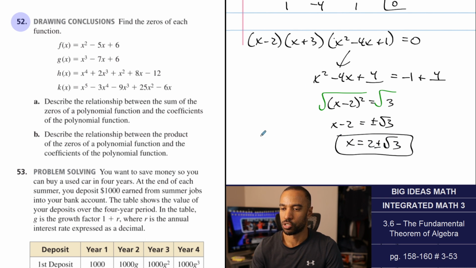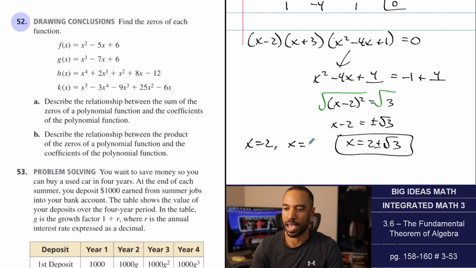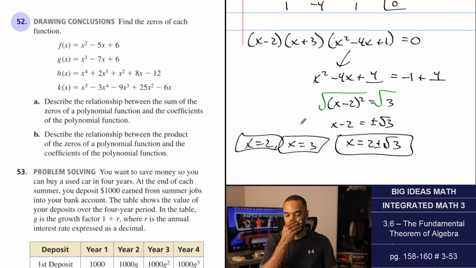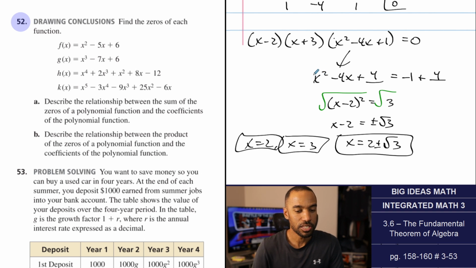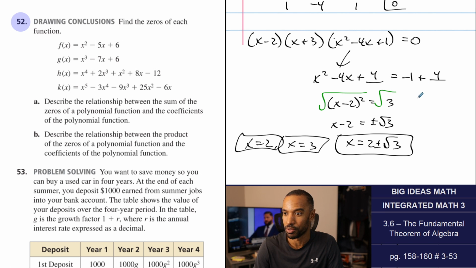Now those are two answers. So are x equals 2 and x equals 3. Okay. They're all solved. Jeez, man. That's a lot. And that's not even part A. That just says find the zeros. Describe the relationship between the sum of the zeros of a polynomial function and the coefficients of the polynomial function. Is there something to that?